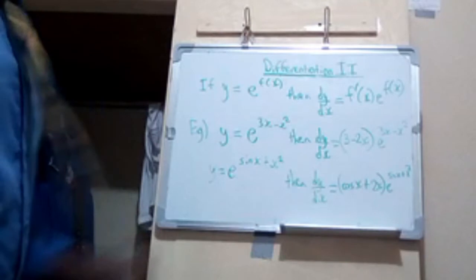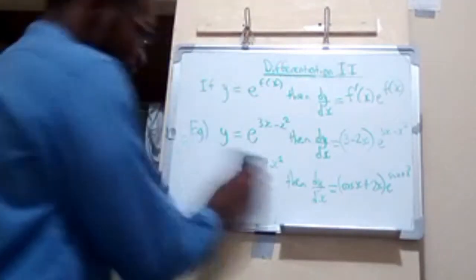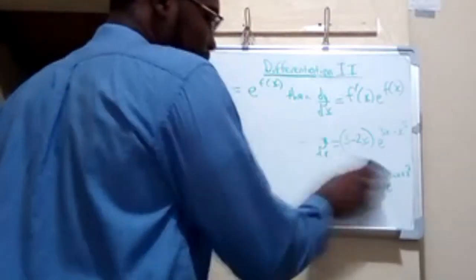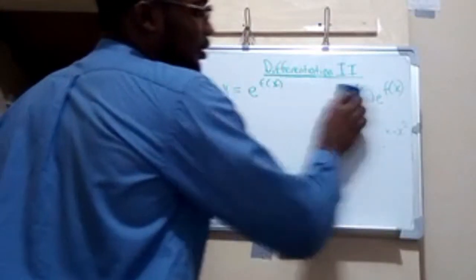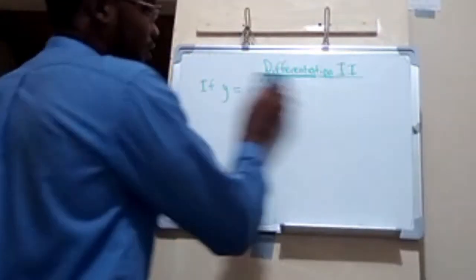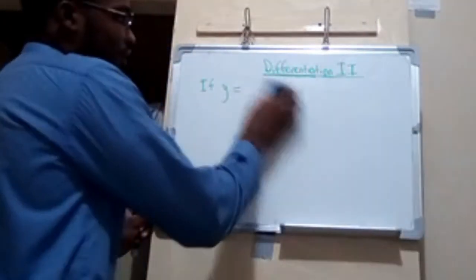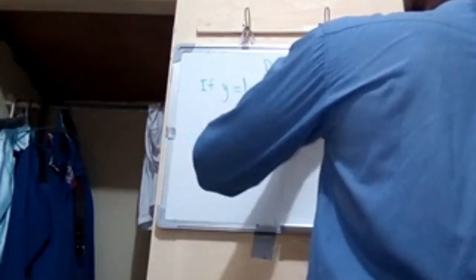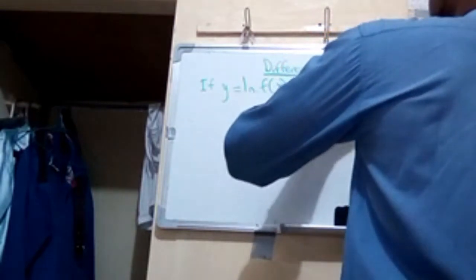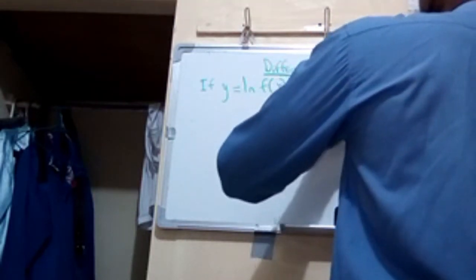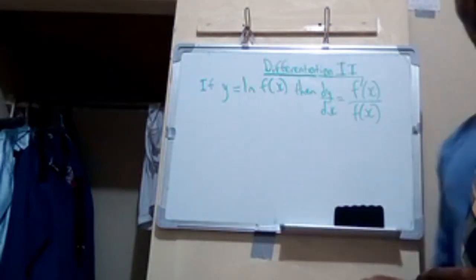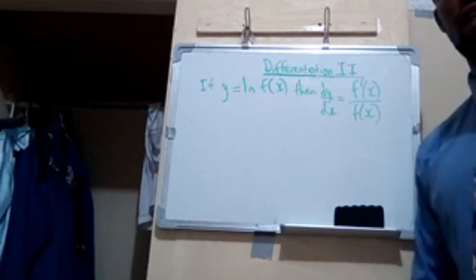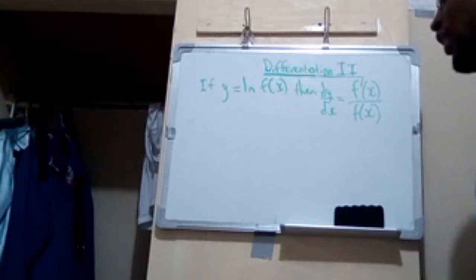Alright, so now we're going to be looking at log functions, and we're starting with the natural log, which is ln. That's log to base e. So if y is equal to ln of a function of x, then dy by dx is equal to f prime of x divided by f of x. That's it. If y is equal to ln of a function of x, then dy by dx is equal to f prime of x over f of x.